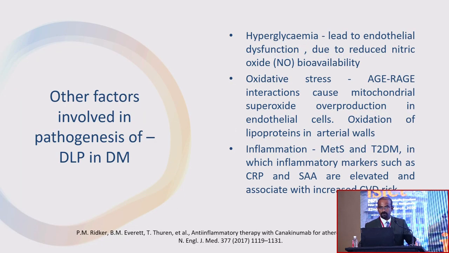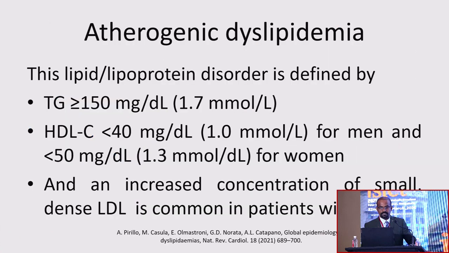Another factor involved in pathogenesis is hyperglycemia. It itself leads to endothelial dysfunction due to reduced nitric oxide. We all know that oxidative stress is there because of the advanced glycation products with the RAGE interactions. There will be a lot of superoxide overproduction. Inflammation is a part of metabolic syndrome and type 2 diabetes, which is marked by the high presence of CRP and serum amyloid. This is the atherogenic dyslipidemia.